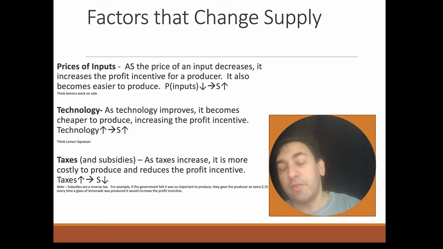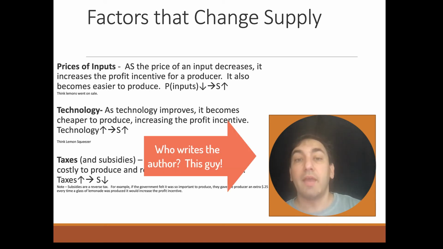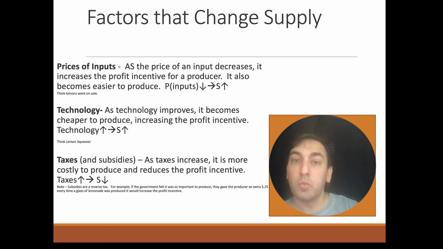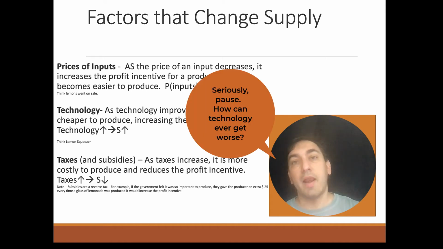Now, I'm kind of proud of this. Your book used to only say that supply and technology could increase. I had to write the author and say, you're missing that technology can go down and supply can go down. The argument the book used was that once you have a better technology, you're never going to go back. To which I had to reply, you're missing something. I want you to pause for a second and think about what it is. How can technology go down?